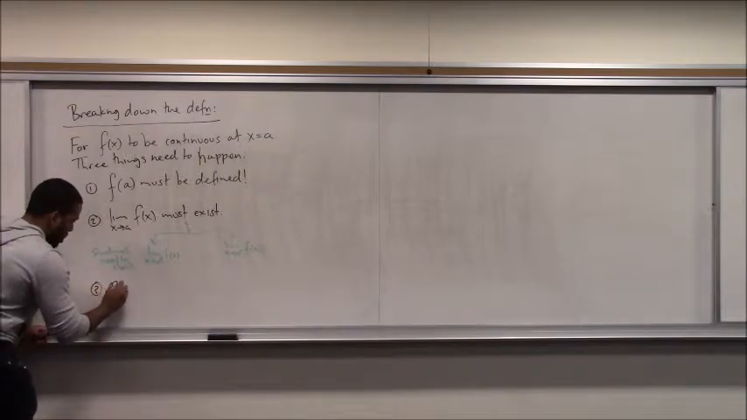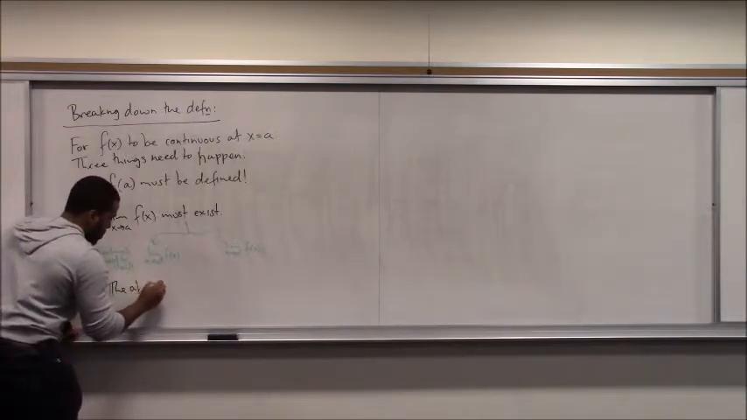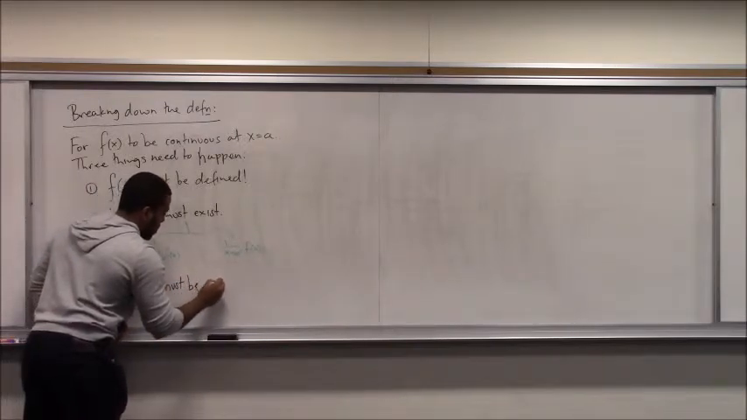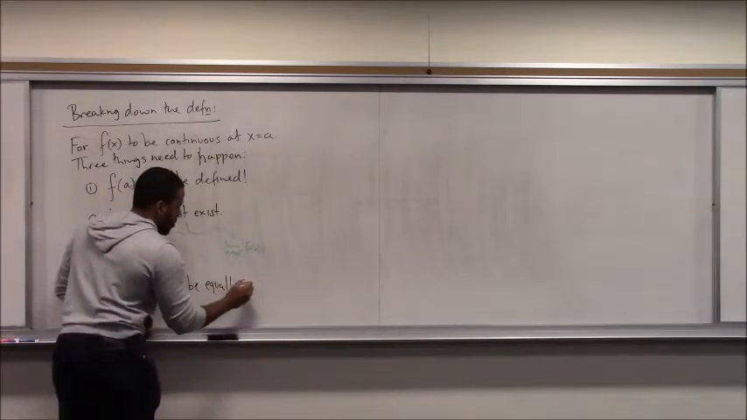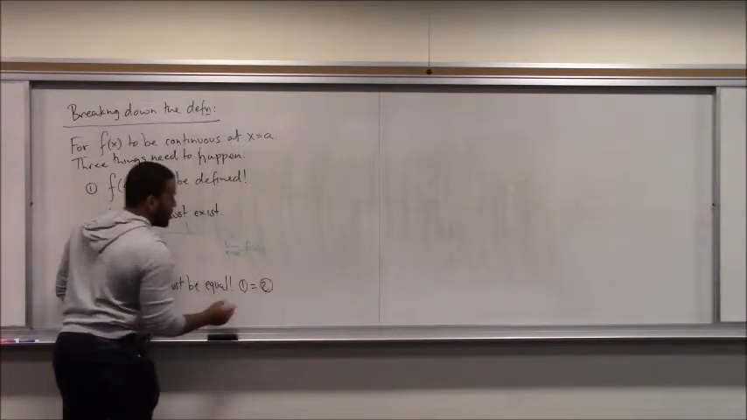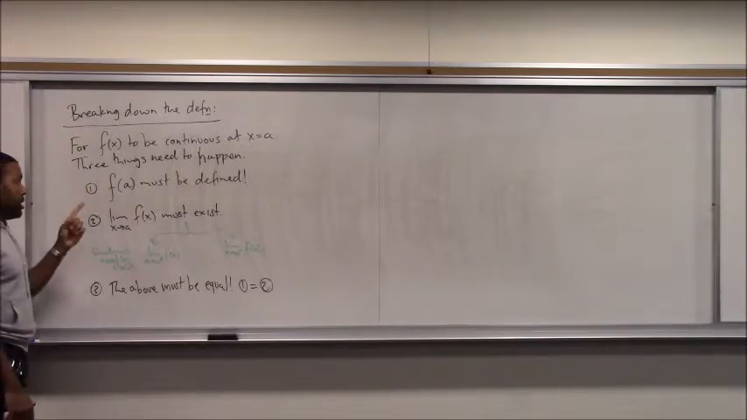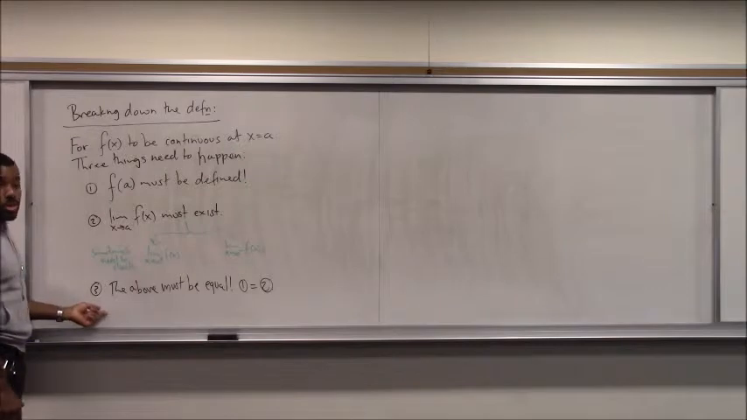is that the above must be the same. Whatever answer you get for 1 must be the same as the answer you get for 2. So these 3 things have to come together. The function has to work, the limit has to exist, and they have to agree.